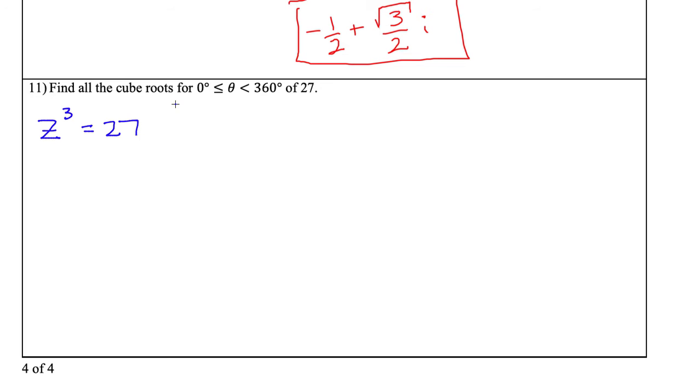If I'm looking for cube roots, I say z to the power of 3 is equal to whatever I started with. If I was looking for the fourth roots, I would say z to the power of 4 is equal to whatever. So far, so good? I would like the cube root. This is a weird problem because there are 3 cube roots. There are 2 square roots. There are 4 fourth roots. So if it's cube roots, there should be 3 answers.